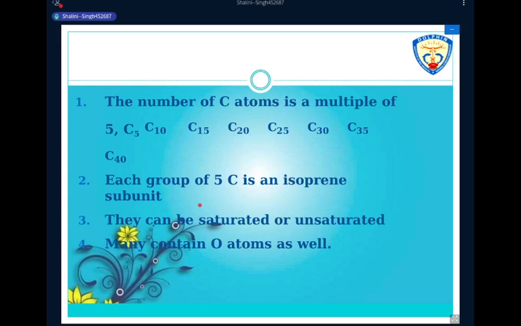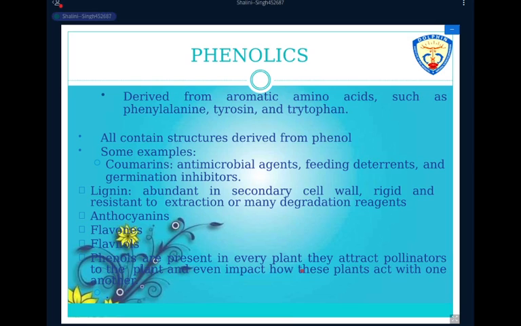They can be saturated or unsaturated. Saturated means there will not be any double bond or triple bond. Unsaturated means there may be presence of double bond or triple bonds. Many contain oxygen atoms as well.